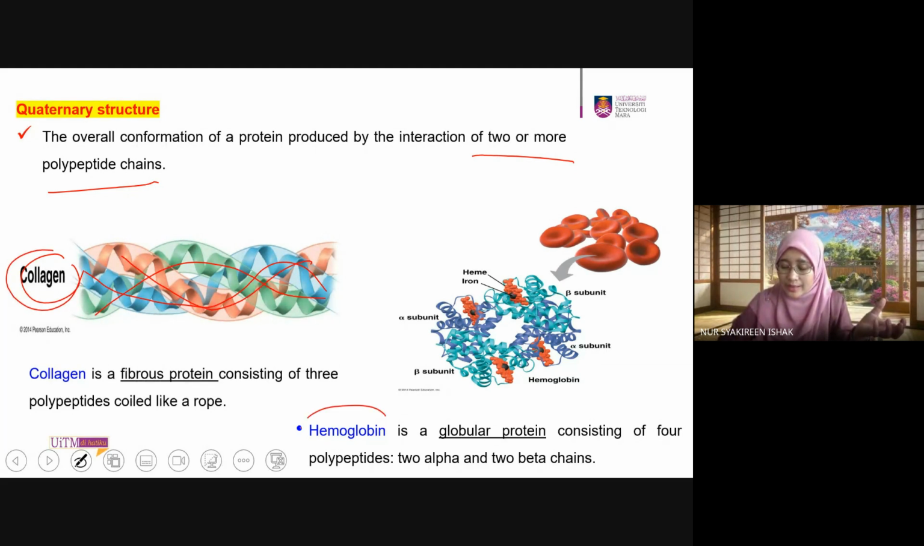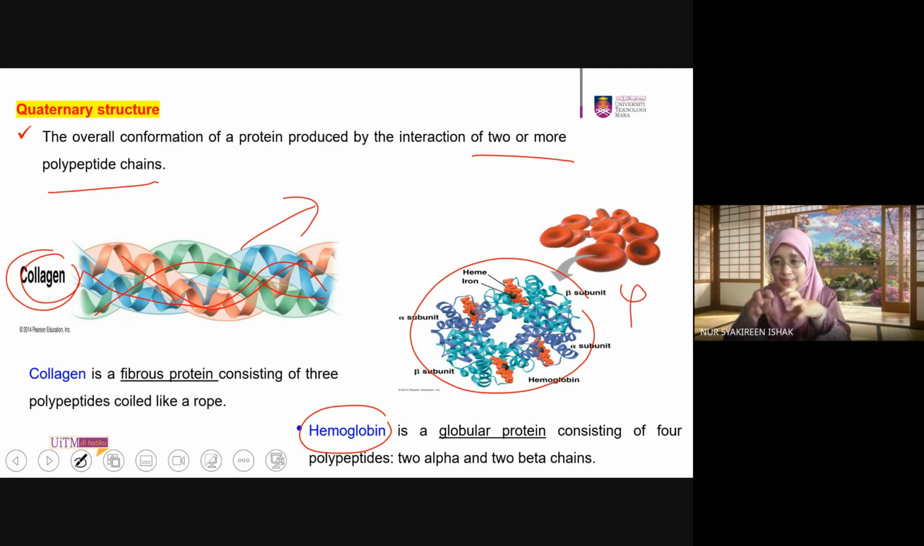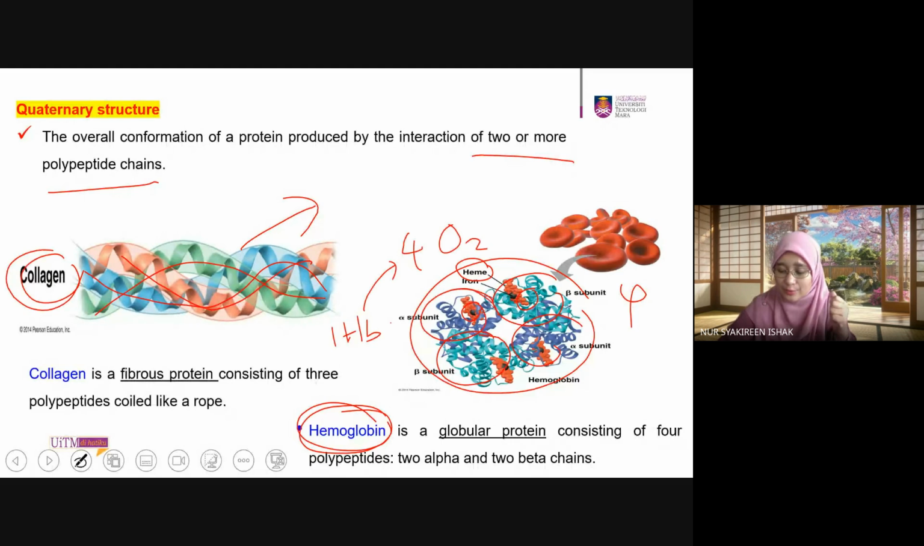And the other one given here is hemoglobin. Hemoglobin is a globular protein, yang ni globular, yang ini fibrous protein. Okay, fibrous protein. So for hemoglobin, it has four polypeptide chains that are interacting to form the hemoglobin structure. So each polypeptide forms a subunit. So kita ada 2 alpha subunit and 2 beta subunit, in which each of the subunits has a heme group. Inside the heme group there is iron, that's the ferrum to bind with the oxygen molecule. Therefore, one hemoglobin molecule can bind with 4 oxygen molecules because it has 4 polypeptide chains that are interacting to form the hemoglobin structure.